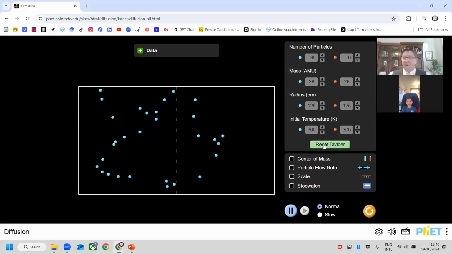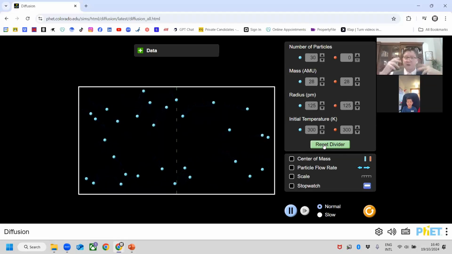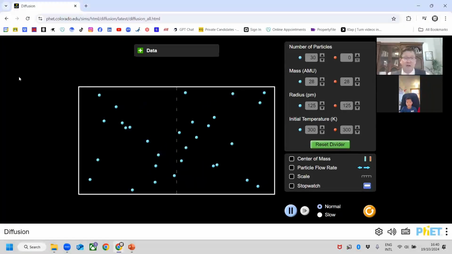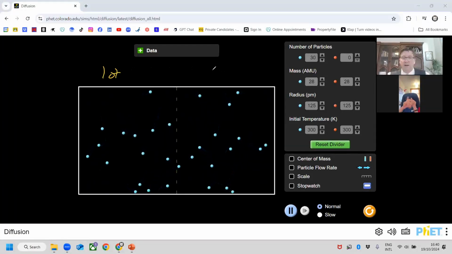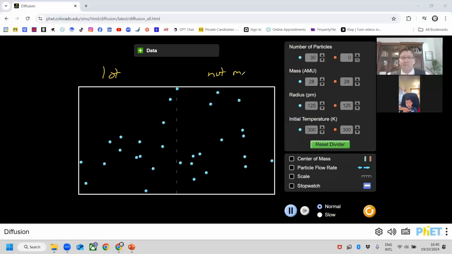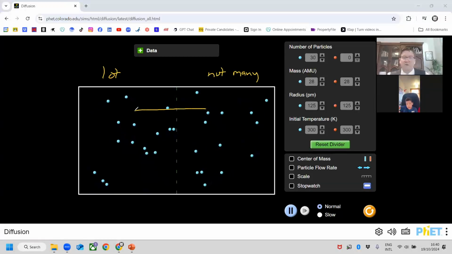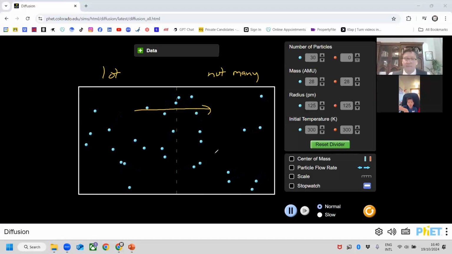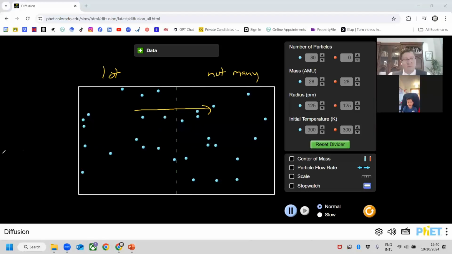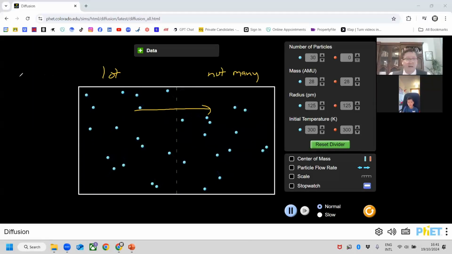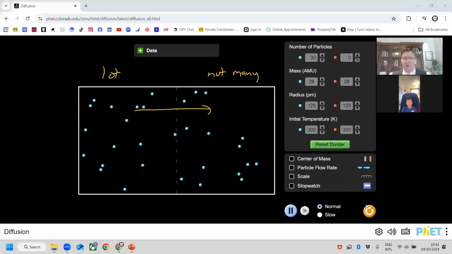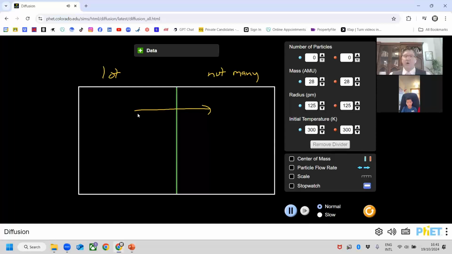So they do. Look, diffusion is happening. Diffusion is the movement of particles from where there are a lot to where there are not many. On balance, they move in that direction, don't they? And sometimes they go down, left, right, because they move randomly. They move all over the place, don't they? But on balance, they go to the right.